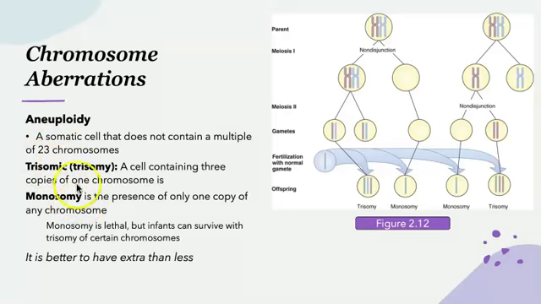And what that means is when we have a monosomic cell, it means we just have 1 copy of any chromosome. So you see the single chromosome here in this cell, whereas with trisomic, we're going to have our 3 copies of 1 chromosome. Now, having the monosomy cell here is lethal, but infants can survive if we have the trisomy of the chromosomes here in the cell. So it's better to have extra chromosomes than less chromosomes.